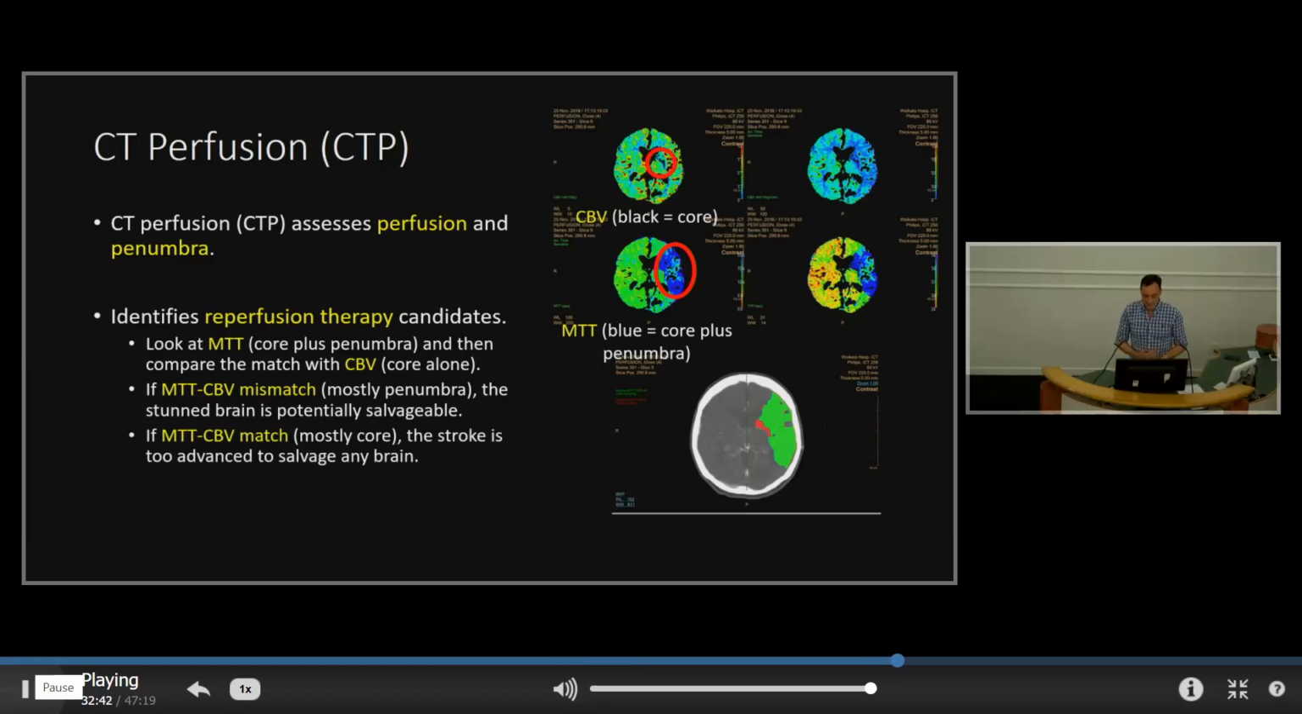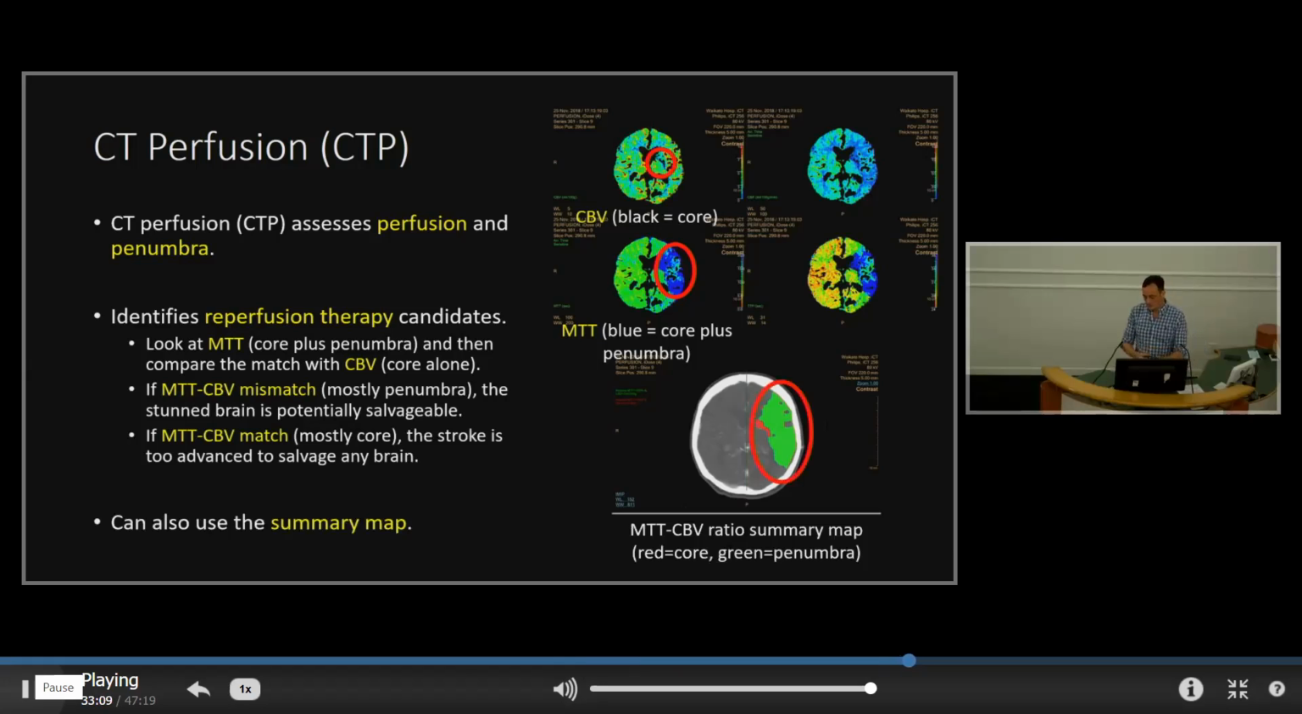Now, if you have an MTT-CBV match, so let's say the CBV looked all dark compared to the blue region and it matched, well, that would be indicative of mostly core, and in that case, it's too late. There's really not much point in reperfusing because we've missed the boat. Okay, that's it. That's CT perfusion, a very useful imaging modality. We've only had it at Waikato for the last 5 years or so.